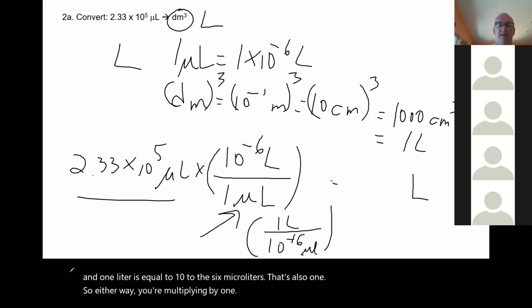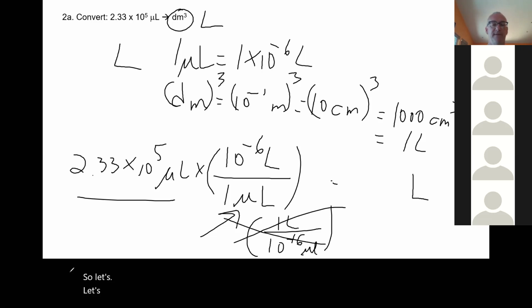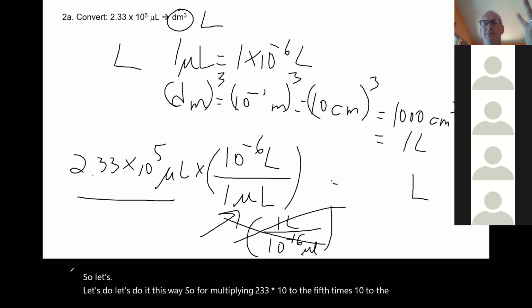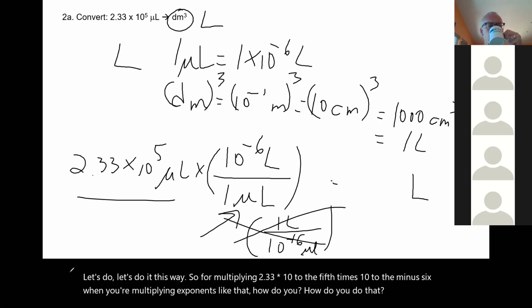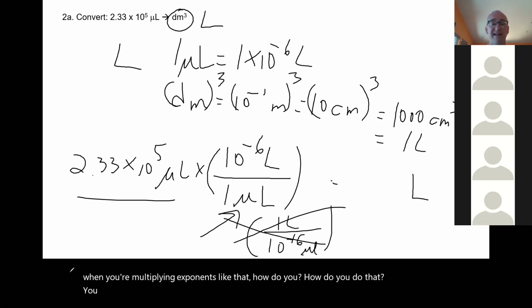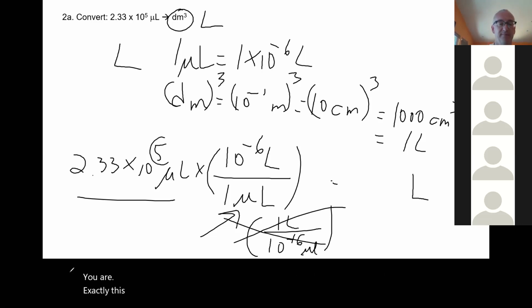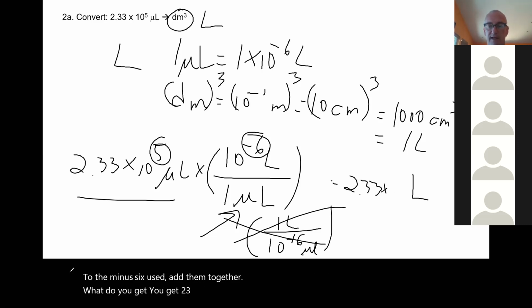So let's do it this way. If we're multiplying 2.33 times 10 to the 5th times 10 to the minus 6th, when you're multiplying exponents like that, how do you do that? You add them. Exactly. This is 10 to the 5th, this is 10 to the minus 6. You just add them together. So what do you get? You get 2.33 times 10 to the minus 1.